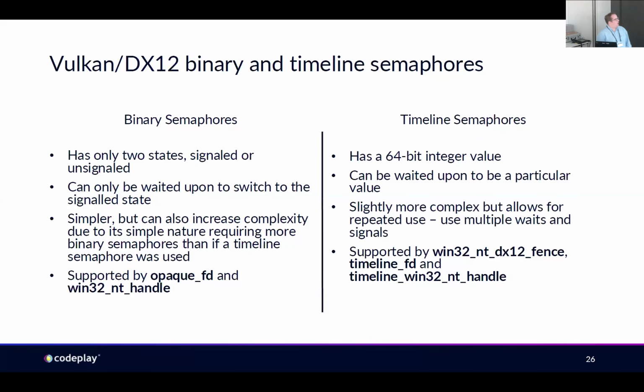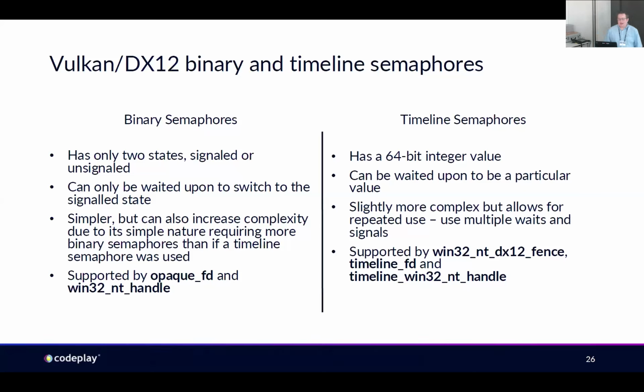We support two main types, what I call binary and timeline semaphores. Of course, with binary semaphores, it's just a two-state signal, unsignaled. Wait upon switch to the signal state. A lot simpler, but by their nature, they can increase complexity by being so simple that you just need a lot of them. These are supported by the enums OpenCL and Win32NT handle.